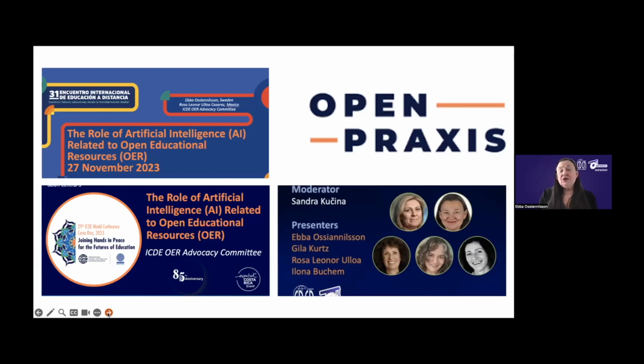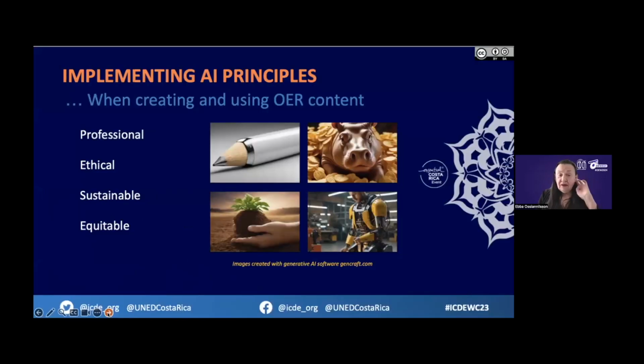So the research we have done over the last year will also be the foundation for most of what we will talk about from our perspectives today, from Rosa and me. We also have the foundation about implementing AI principles when creating and using OER content. It is based mainly on 4 levels: professional, ethical, sustainability, and equitable. And then, of course, there is accountability, transparency, etc. We will come back to that in our discussion. But those are the 4 pillars we are working on.